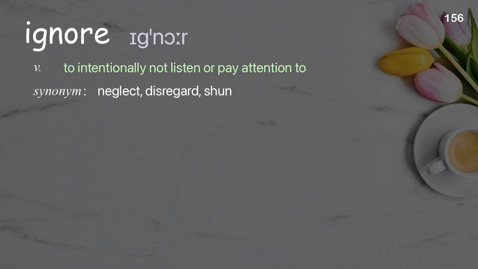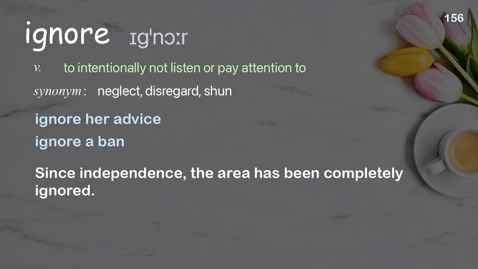Ignore. To intentionally not listen or pay attention to. Examples: ignore her advice, ignore a ban. Since independence, the area has been completely ignored.